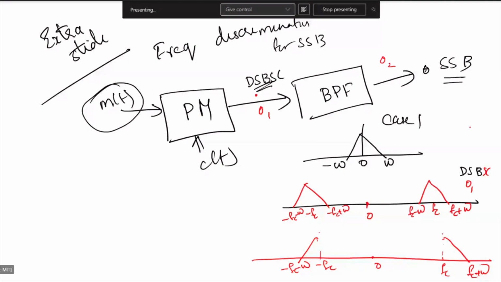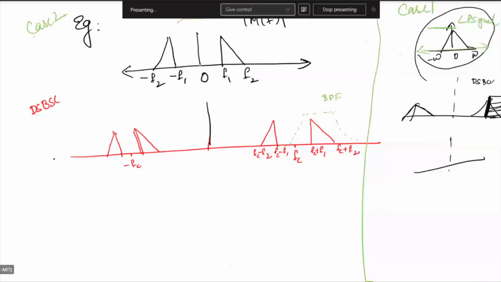So how to separate this into this? We need a band pass filter. Are you with me? Yes, ma'am. So here I need a band pass filter with a sharp cutoff. Then only will I get this spectrum, right? Isn't it? But whereas if my signal spectrum is like this.